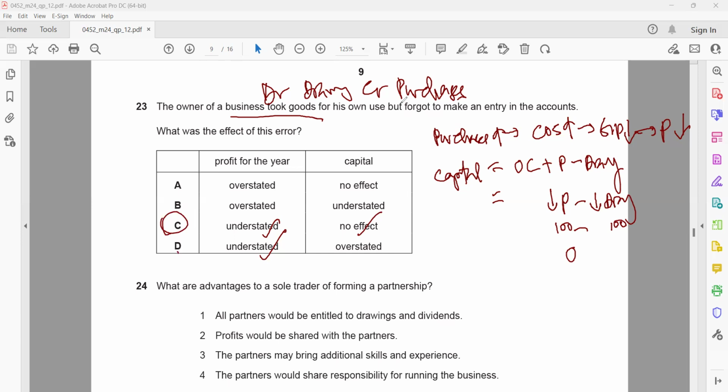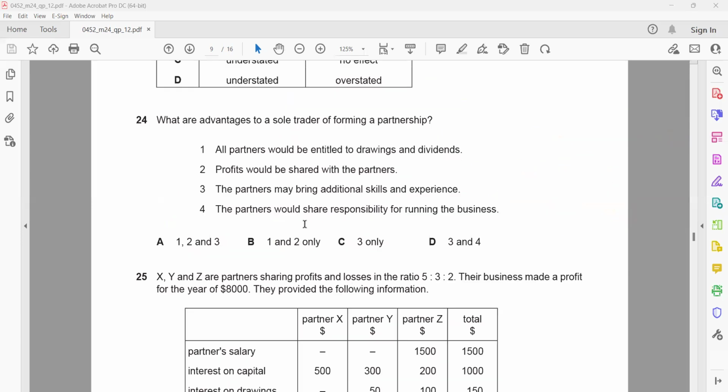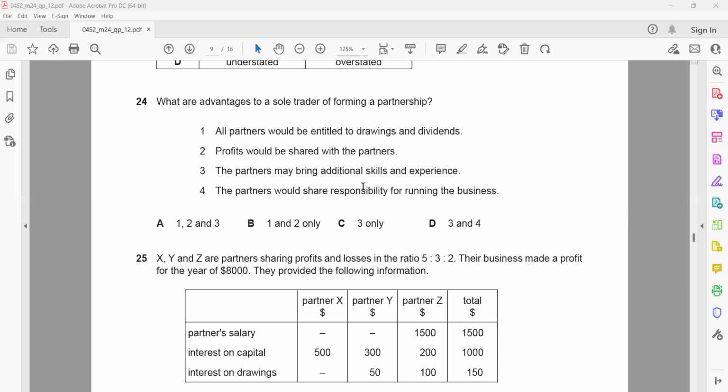Okay, the next one. What are the advantages to a sole trader of forming a partnership? All partners will be entitled to drawings and dividends. There is no dividend. This is not a company account. Profit will be shared with the partner. This is not an advantage. Profit to share is not good. The partners may bring additional skill. Yes, this is a good thing, and experience. The partners will share responsibility of running. So 3 and 4 should be the answer.